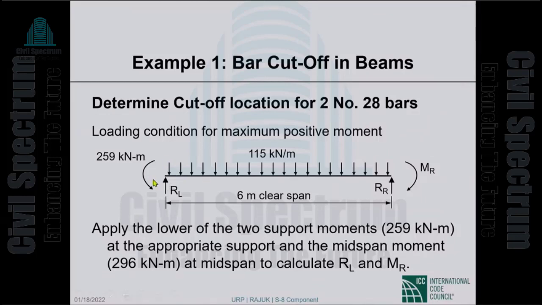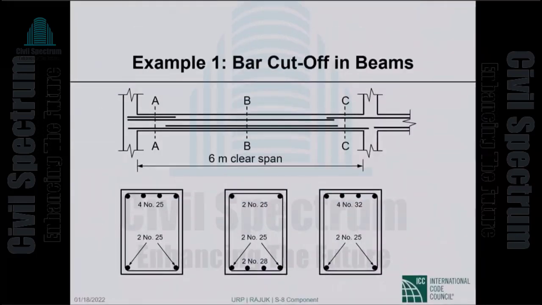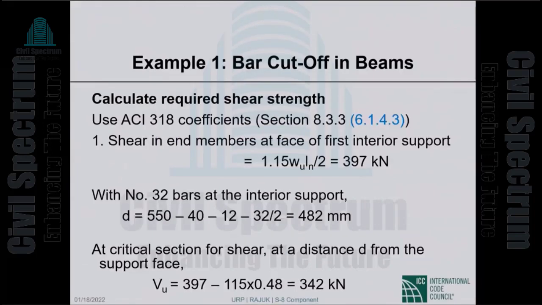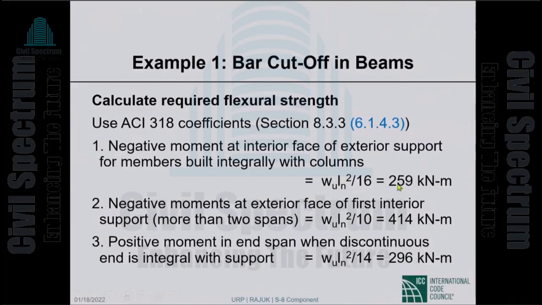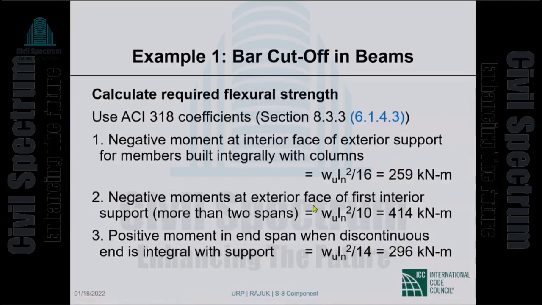Okay. For maximum positive moment, apply the lower of the 2 support moments. In our case, the 259 kilonewton meters at the appropriate support, and the midspan moment. So 259, 296, where remember 259 at the exterior support, 296 in the span. This is at the very first page of the example.